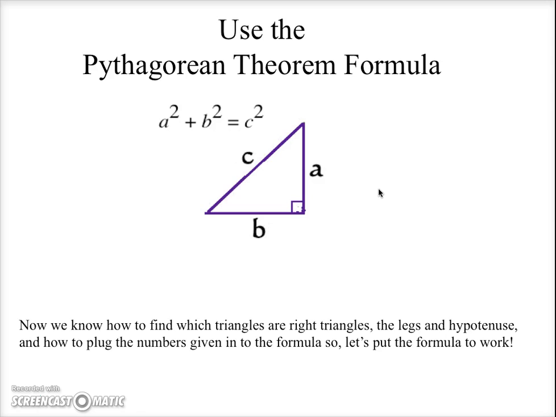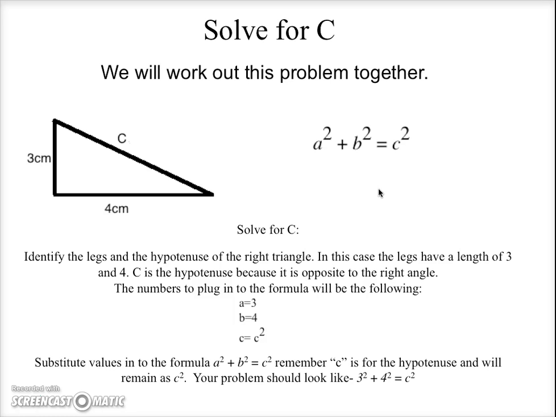The use of the Pythagorean theorem formula. Now we know how to find which triangles are right triangles, the legs and the hypotenuse of, and how to plug in the numbers given in the formula. So let's put the formula to work. Solve for C. We will work out this problem together.